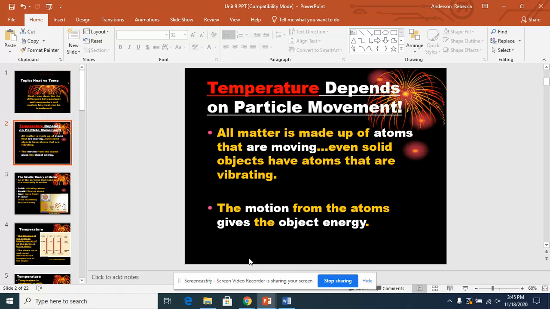Alright, so the first vocabulary definition you need to know is temperature. You need to know that temperature depends on particle movement. So it's not about how hot or how cold it is, it's dependent on how the particles are moving. So all matter is made up of atoms that are moving, even solid objects. They're not moving as much as liquids or gas, but they're still moving. The motion from the atoms gives off energy.